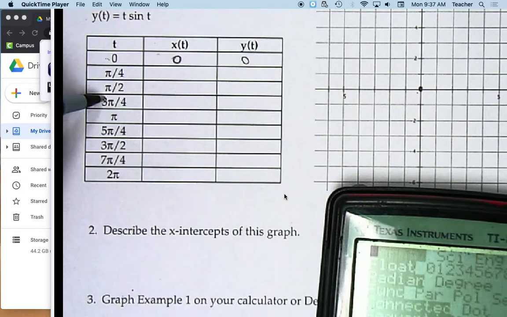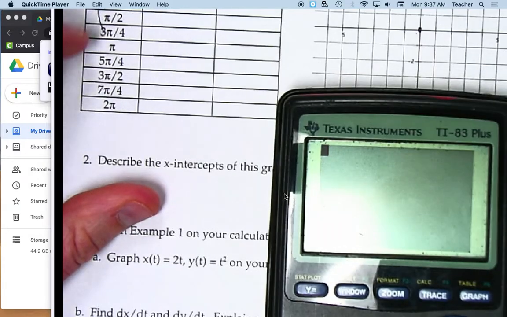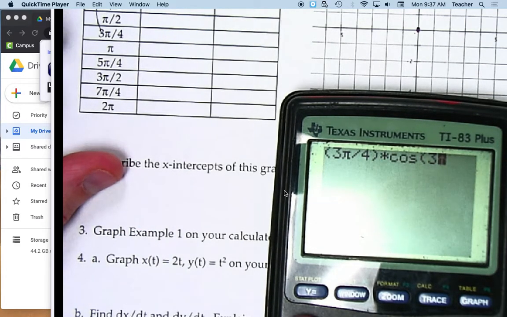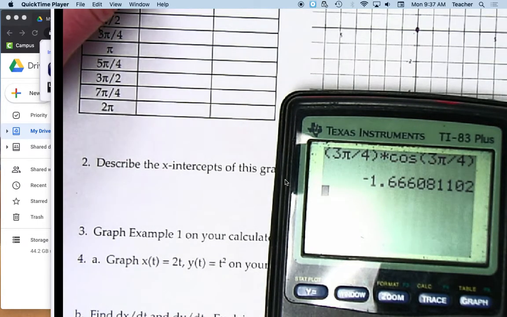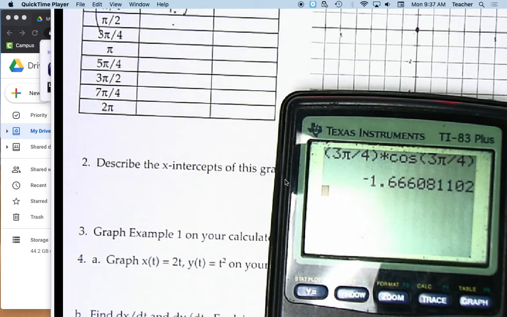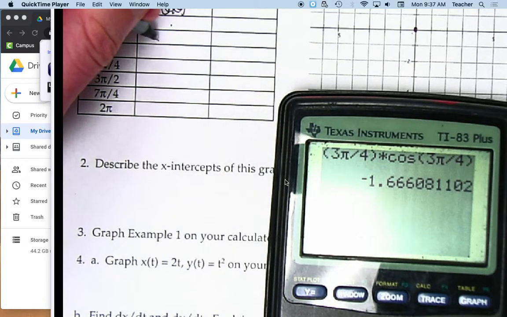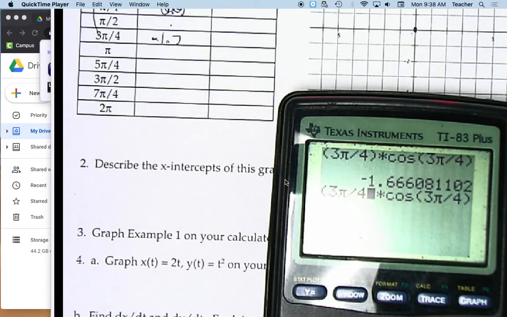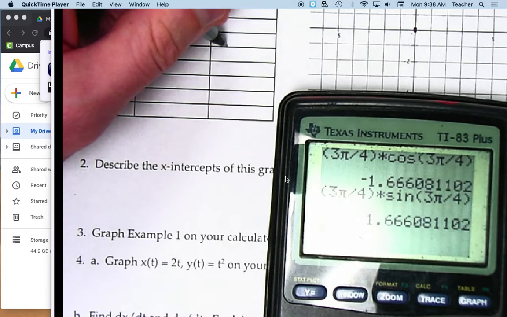So now on my calculator, I go to 3 pi over 4. Just go put those parentheses in, times cosine of 3 pi over 4, and I get a number, and we're going to be eyeballing it here anyway. I'll just put negative 1.7. And then I'll do the same thing, but now y is t times the sine of 3 pi over 4, and so then I get 1.7.